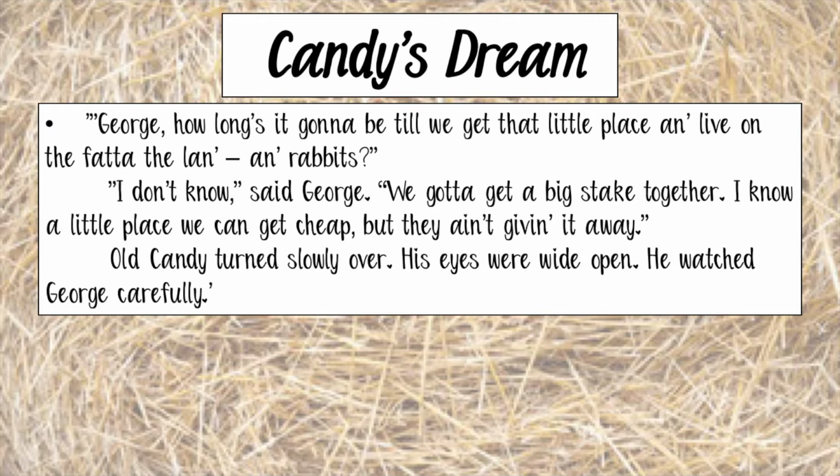So we see this moment, I think, for Candy, where he gets this moment of hope. And I think by using three short, simple sentences in a row, which John Steinbeck does here at the end, "Old Candy turned slowly over. His eyes were wide open. He watched George carefully." Those three sentences almost give extra impact to what Candy's feeling at that moment. This kind of abrupt feeling that, wait a minute, life could be different. Something could change here.